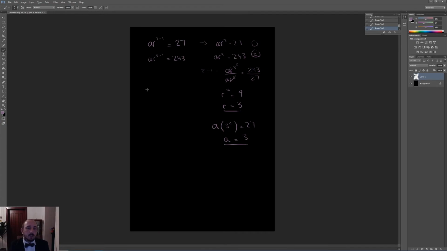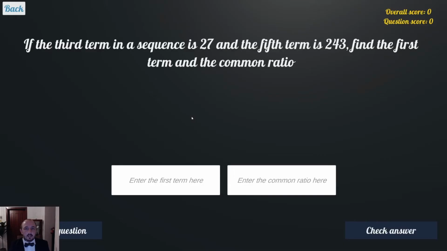We can check this by substituting back in and seeing if it makes sense. Our first term is 3. The second term would be A times R, so 3 times 3, 9. The next one, AR squared, 3 times 3 squared is 27. 3 times 3 cubed is 81, and 3 times 3 to the 4 is going to be 243. So we see this progression in a geometric sequence. Okay, let's have a look at another question.